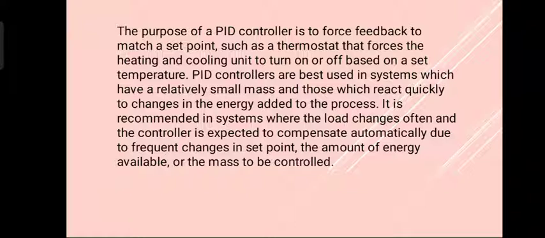PID controllers are best used in systems which have relatively small mass and those which react quickly to change in the energy added to the process. It is recommended in a system where the load changes often and the controller is expected to compensate automatically due to frequent changes in a set point, the amount of energy available, or the mass to be controlled.